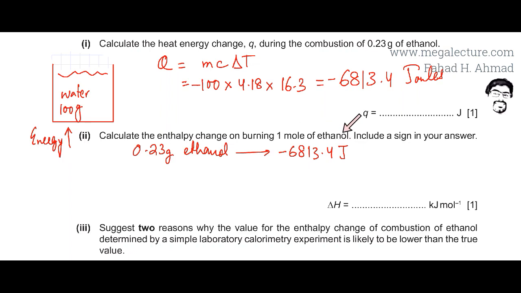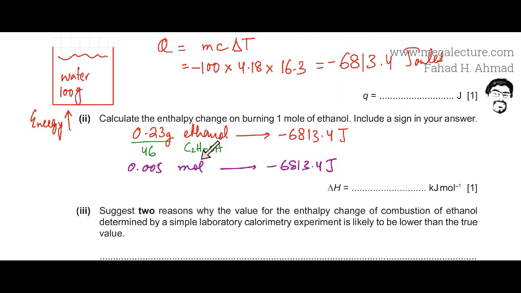So the first thing is I need to figure out the moles of ethanol that were burnt that produced this much energy. Now moles is mass divided by the Mr. The Mr of ethanol is 46. It's C2H5OH, so the Mr is 2 carbons, that's 24, plus 1 oxygen, that's 16, so 40, plus 6 hydrogens, that's 46. So 0.23 divided by 46 is 0.005 moles of ethanol, which produces this amount of energy.